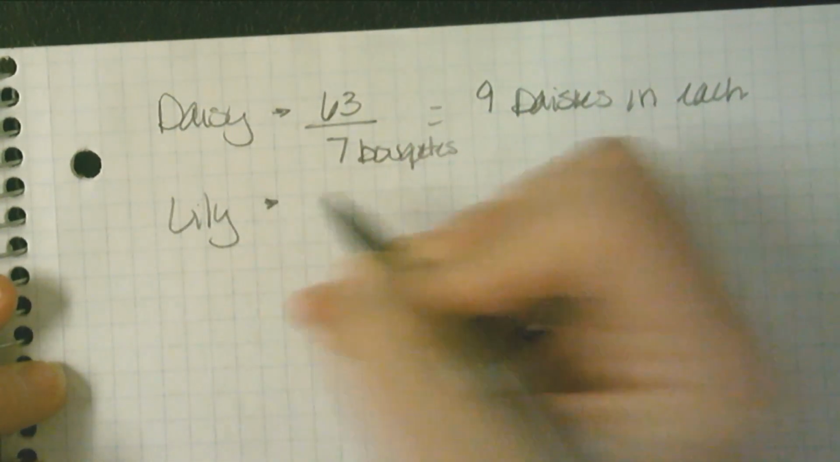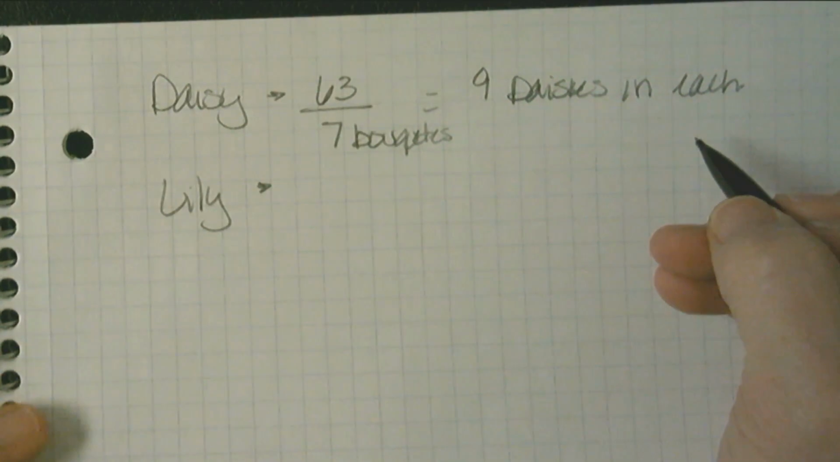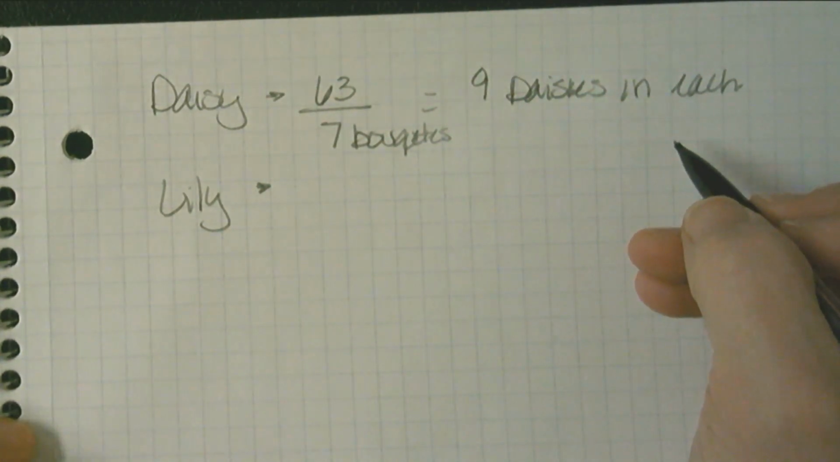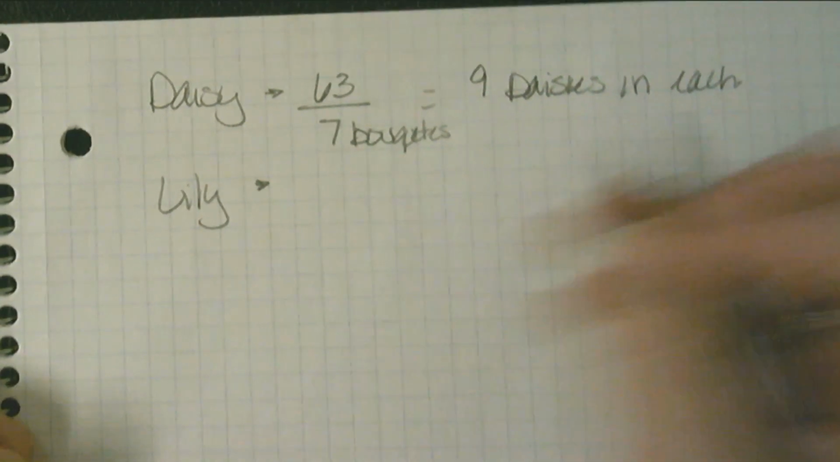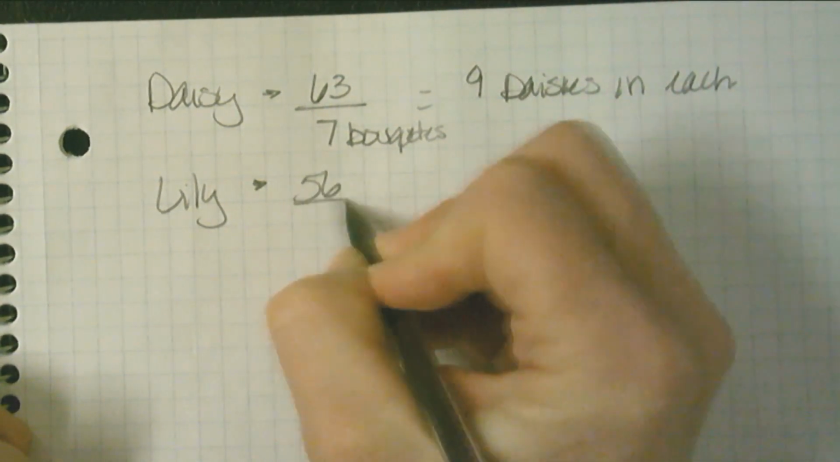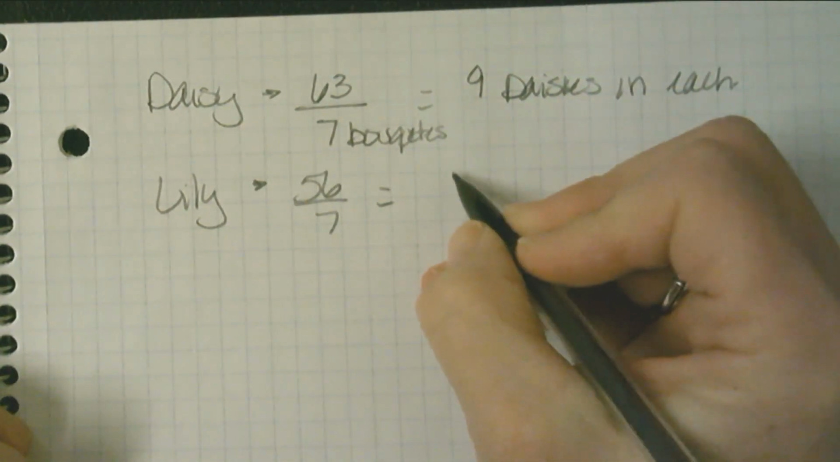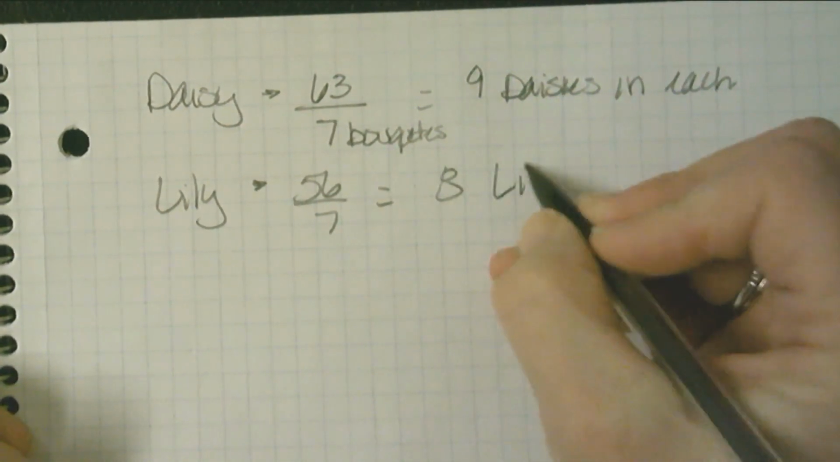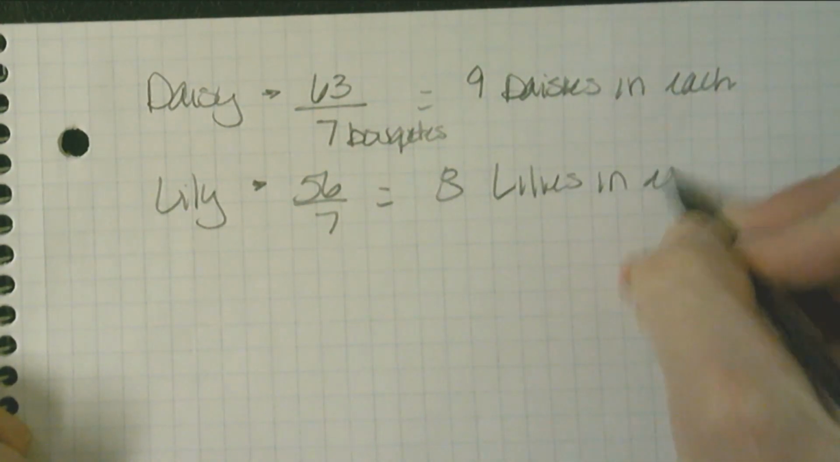How about my lilies? What was our total number of lilies? Come on, what was our total number of lilies? Emerson? 56. What's 56 divided by 7, Emerson? So we have 8 lilies in each.